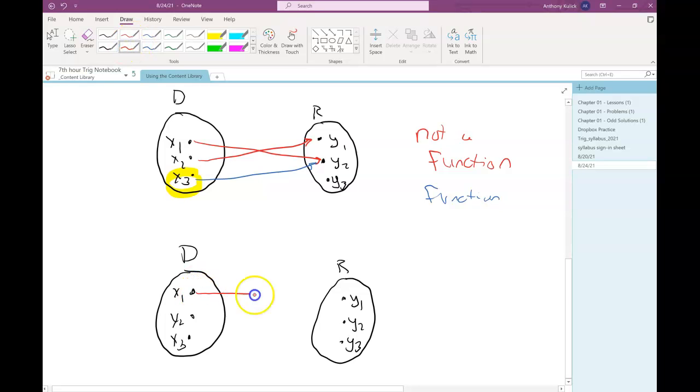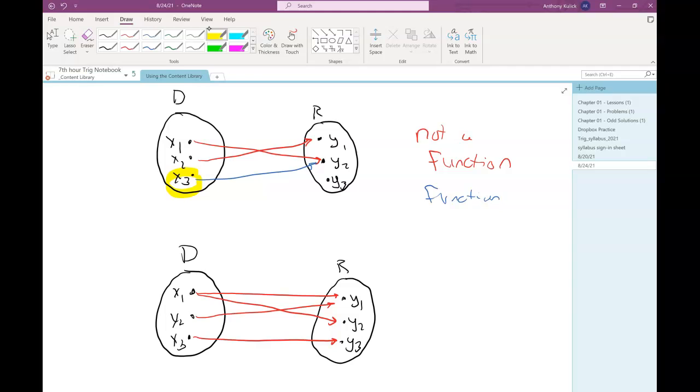So how about this one? Is this representing a function? No. What's the problem here? Good. X1 is being used twice. It's going to two separate locations. So this would not be a function.